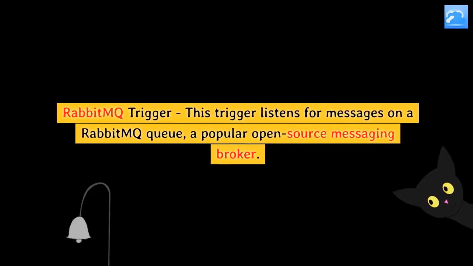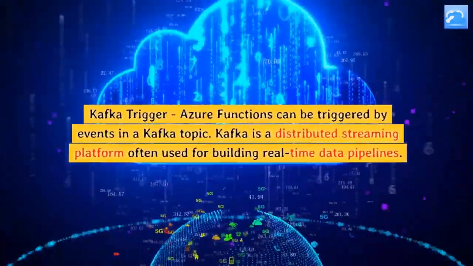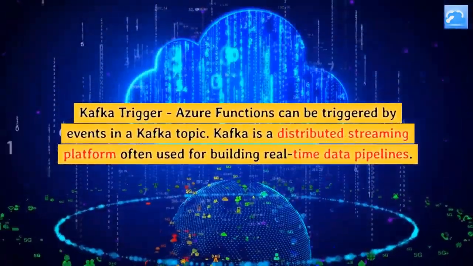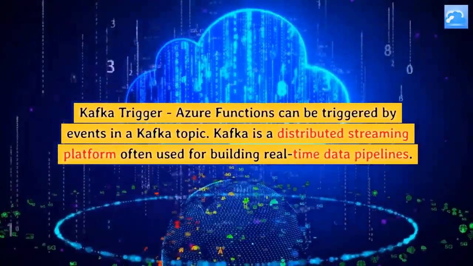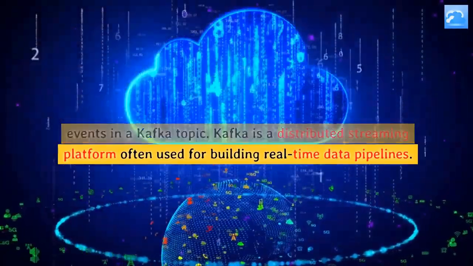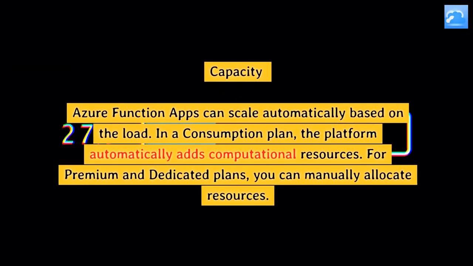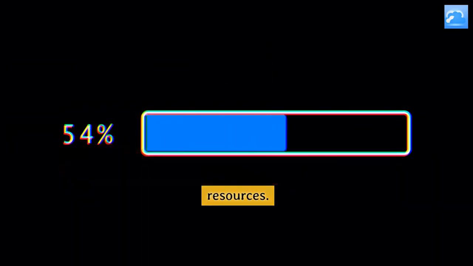RabbitMQ trigger. This trigger listens for messages on a RabbitMQ queue, a popular open-source messaging broker. Kafka trigger. Azure Functions can be triggered by events in a Kafka topic. Kafka is a distributed streaming platform often used for building real-time data pipelines. Capacity. Azure Function apps can scale automatically based on the load. In a consumption plan, the platform automatically adds computational resources. For premium and dedicated plans, you can manually allocate resources.